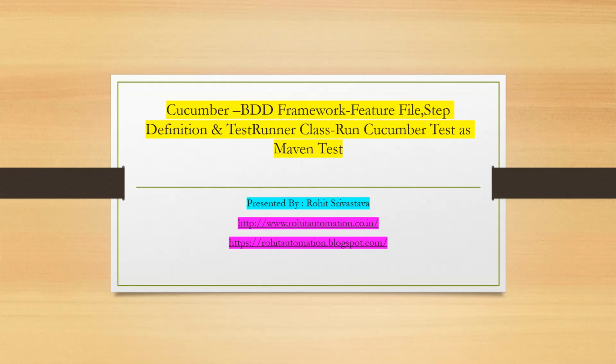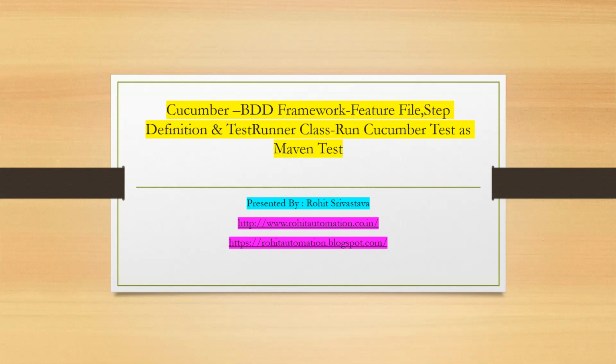And Cucumber is basically a testing approach which supports behavior driven development, and we write the behavior in simple English, that is Gherkin language. So basically we define the feature in this Cucumber framework in the form of Gherkin.